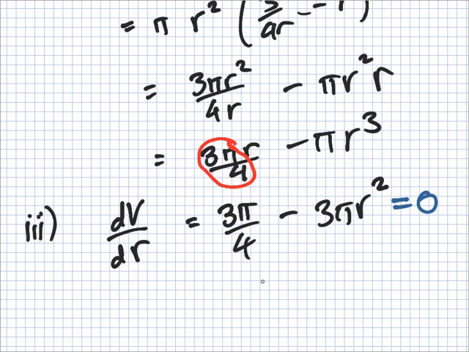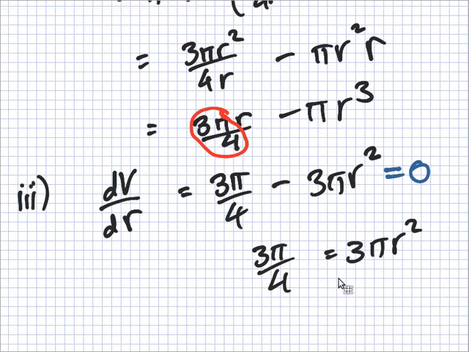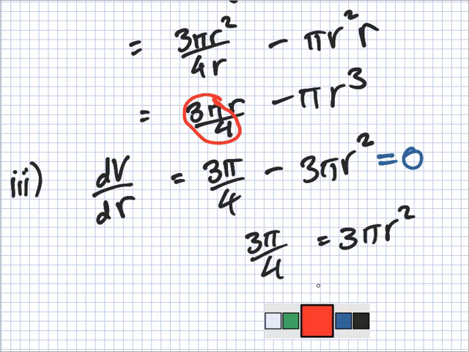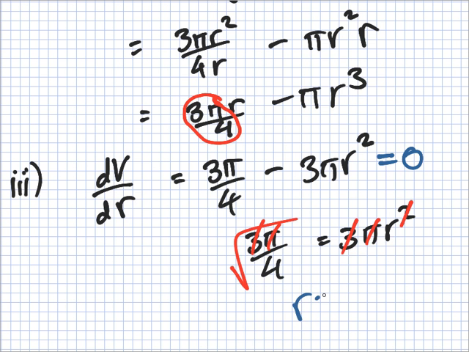So you have 3 pi over 4 should equal 3 pi r squared. And what can I cancel here nicely? What do we have on both sides in common? 3. What else? Pi. And then how do I get rid of the square? Square root both sides. So you end up getting r equals 0.5 meters.